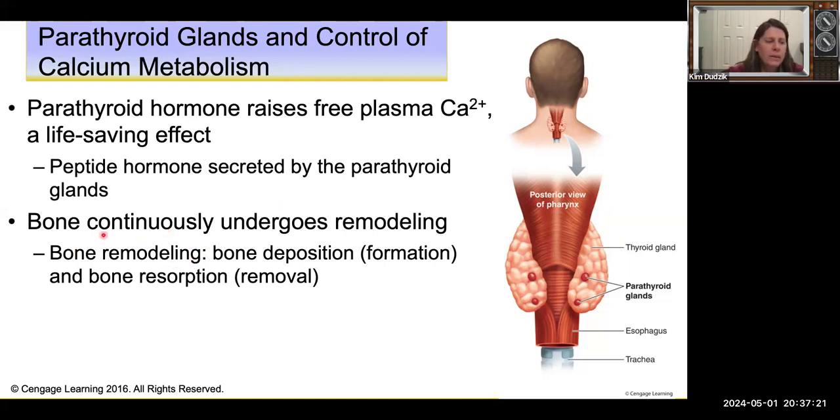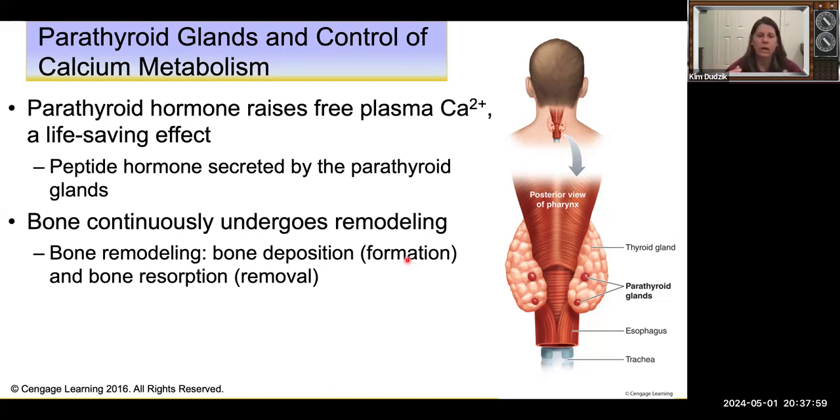So 99% of calcium is found in our bones. All the calcium in our body, 99% of that is in our bones at any time. And so our skeleton is considered a storage area for calcium. And bone continuously, just naturally, undergoes remodeling. Remodeling means this constant process of depositing bone, creating it, and breaking it down, or what's called resorption, right?